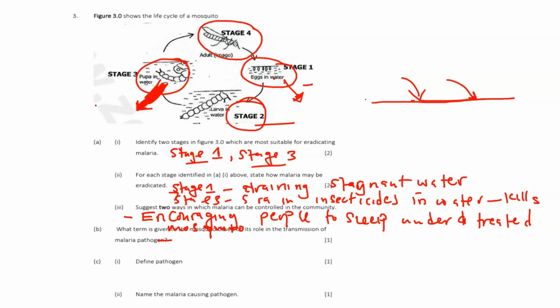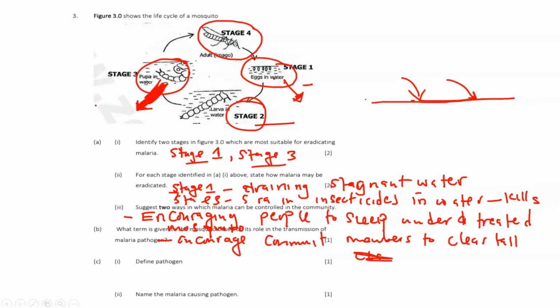So mosquitoes, you know that the breeding places for mosquitoes are tall grasses and all that. Okay, stagnant water. So you can also say encourage community members or people in the community to clear tall grasses around their environment or their houses. So that is another way malaria can be controlled in the community.